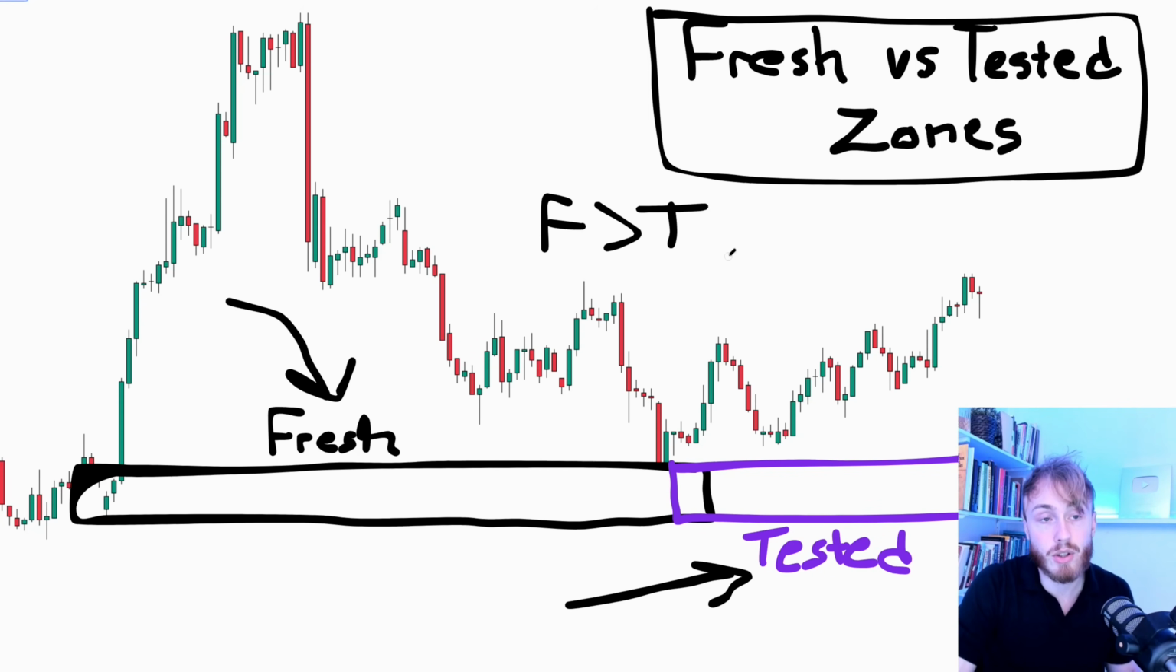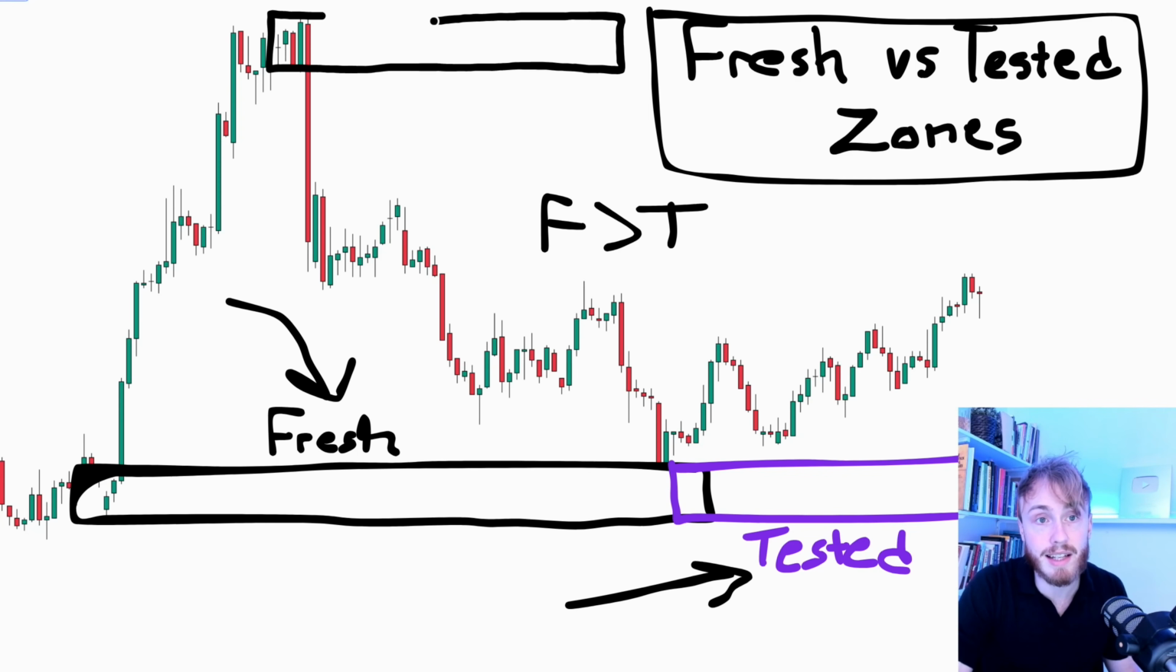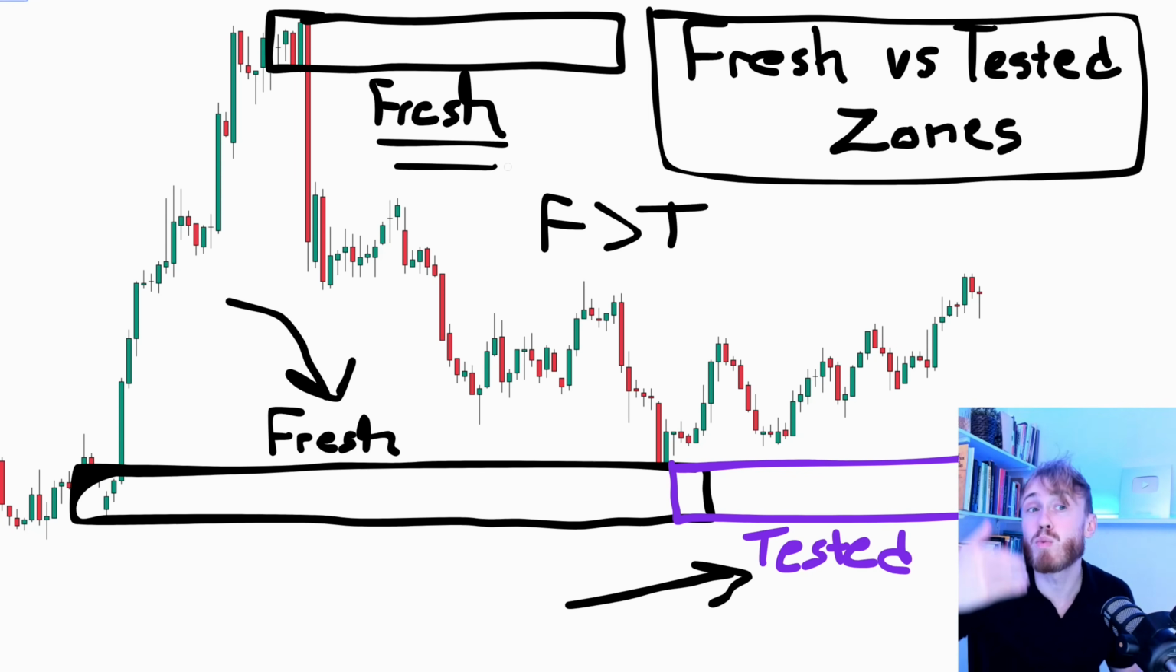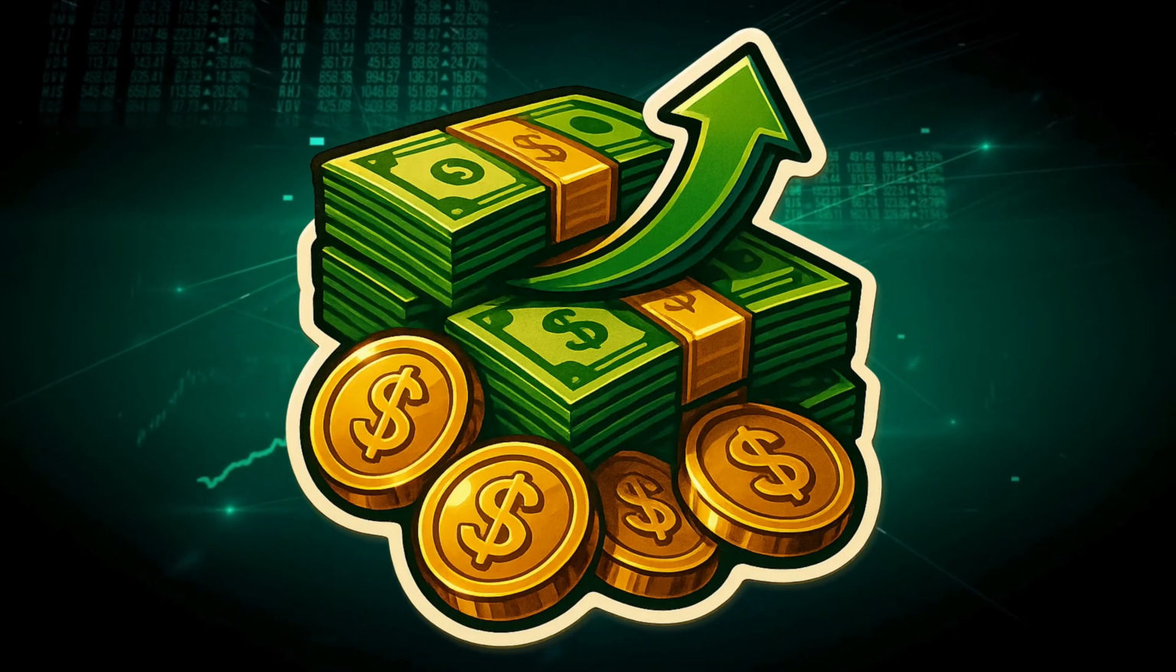So in the case of this supply area right here, we draw out the supply area. Is this right here a tested or a fresh zone? Well, this zone right here is of course fresh because it hasn't been tested yet. So this fresh zone right here is a perfect example where we can wait for the price to once again come up to that level, and hopefully we get a reaction we can trade and make some nice profit from.